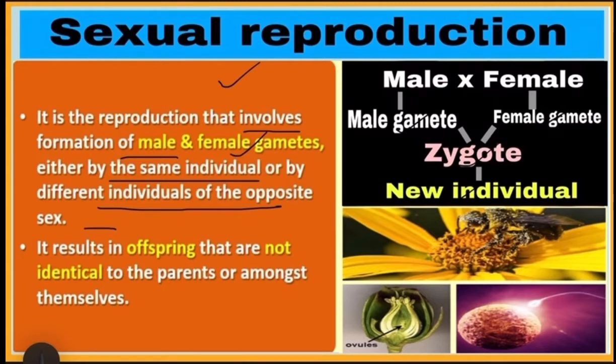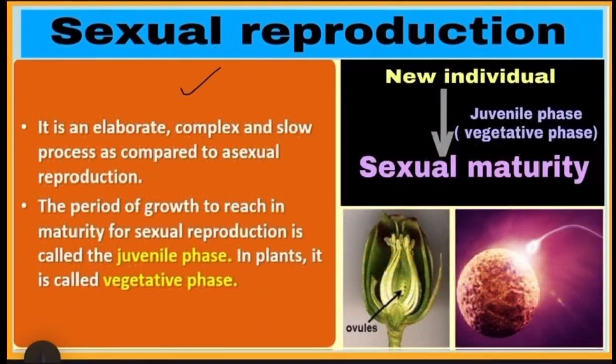You can find certain variation in the new individual, and also the offsprings of the same parent, they do not resemble each other. They are not identical. They also differ from each other. Clear? So offsprings are not identical to the parents or among themselves in case of sexual reproduction. Sexual reproduction is an elaborate, complex and slow process as compared to asexual reproduction.